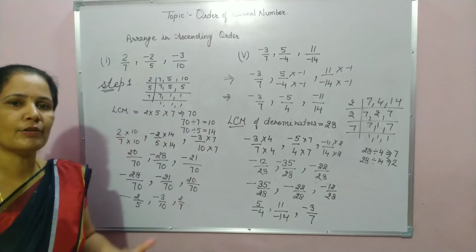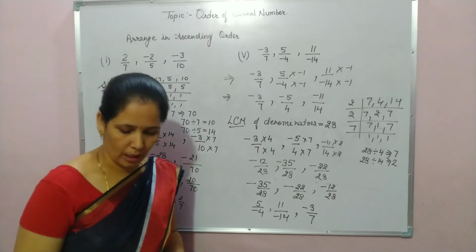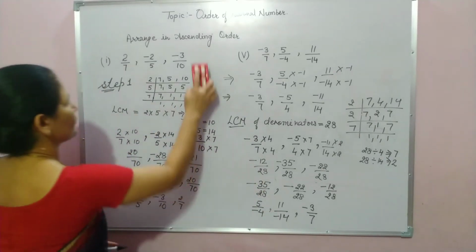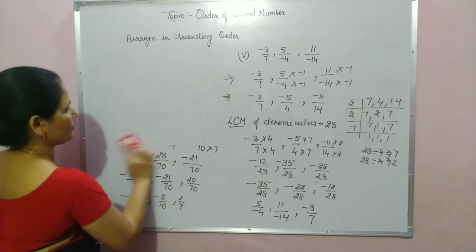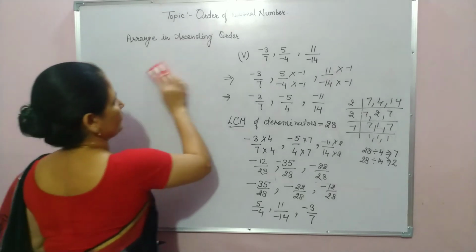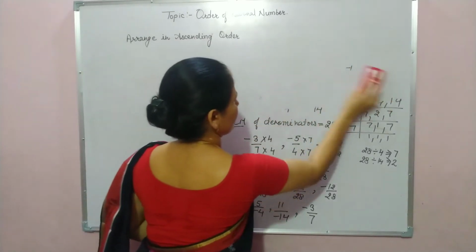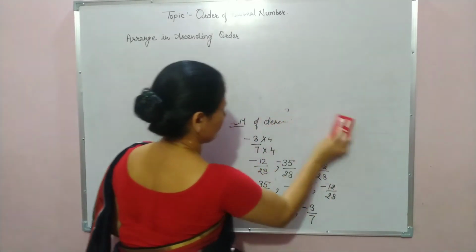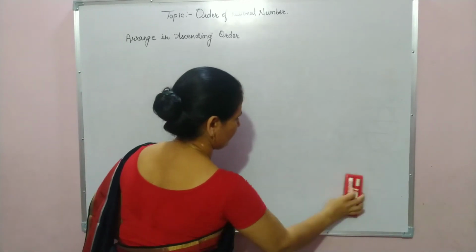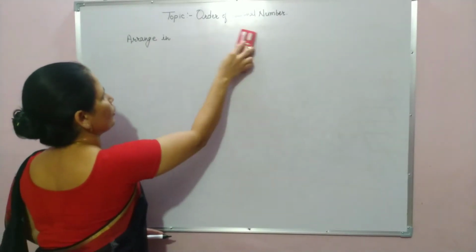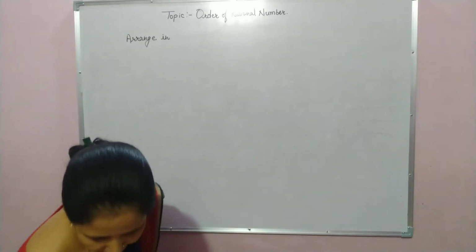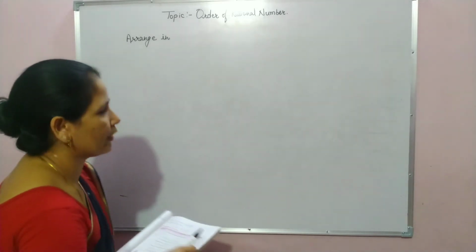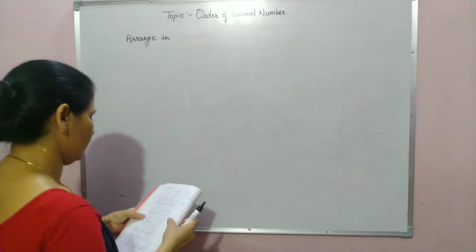The same procedure we follow in descending order. How? Let's see. Now we are going to arrange in descending order. We have to arrange these numbers in descending order.